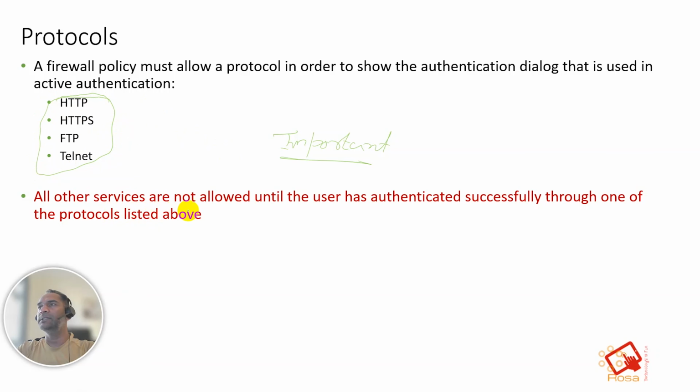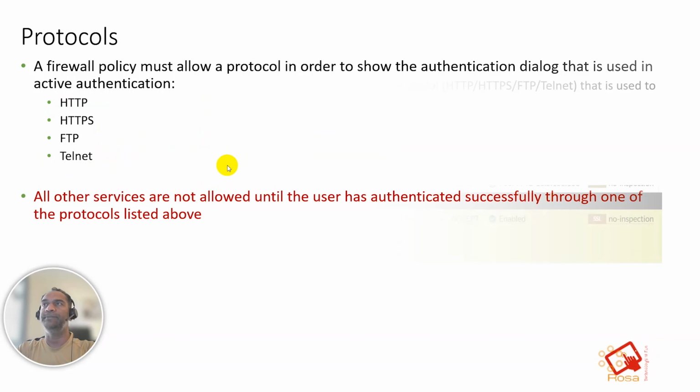All other services are not allowed until the user has authenticated successfully through one of the protocols listed above. So for local user authentication to work with the active method, you need to have one traffic from HTTP, HTTPS, FTP or Telnet, because captive portal or local user authentication can only be triggered by using these protocols. First you have to browse using a browser or something, get authenticated as the user, then you can access other services like any other custom ports. So this is very important.